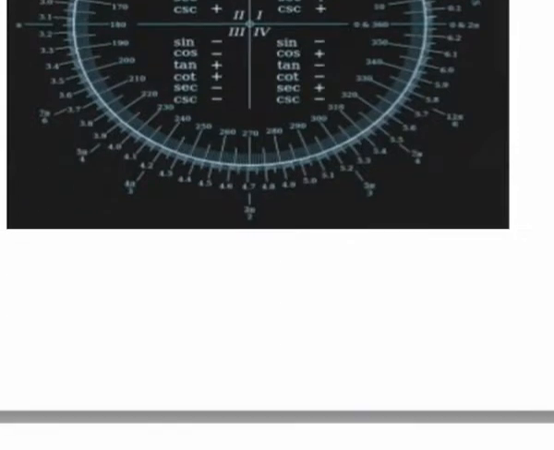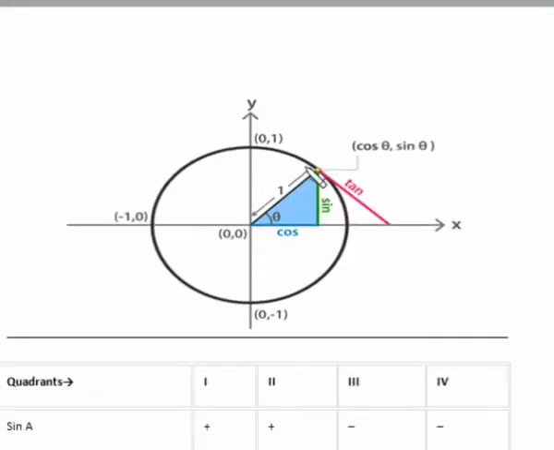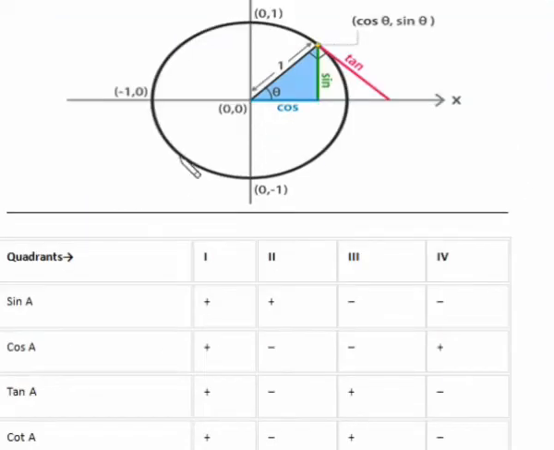We can draw it in tabular form. This is how things will be discussed. This is the circle, the unit circle. Its radius is 1 unit.